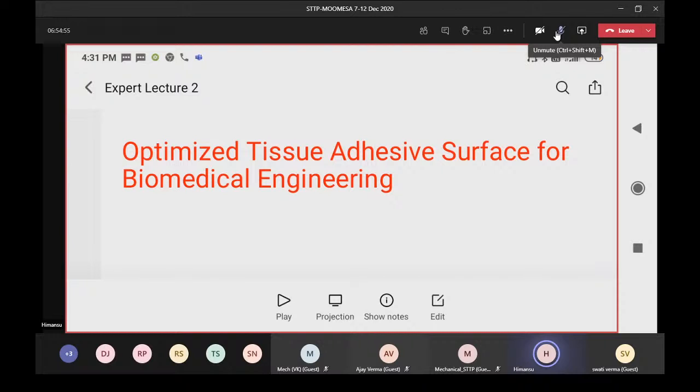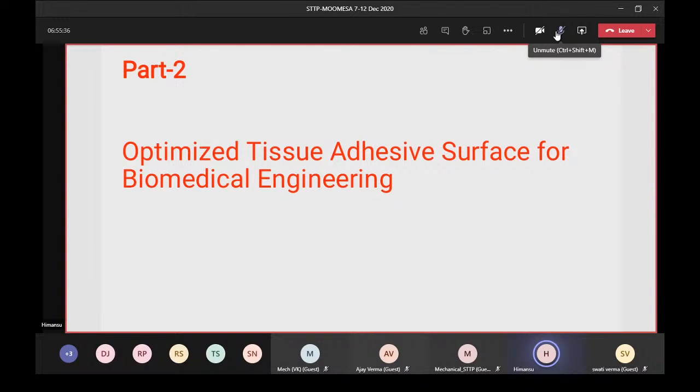So the second part is mostly what I will be talking about, because as I informed you in the lecture title, we are having two things. One is optimized scaffolds for tissue engineering. Another is optimized tissue adhesive surface. Both are for biomedical engineering, and we are talking about two things: one is tissue healing, another is tissue sealing. These two are most important. The initial part of my talk was focused on tissue healing, because we are using a porous scaffold to regenerate a structure, right? Here we are talking about the tissue adhesive platform.